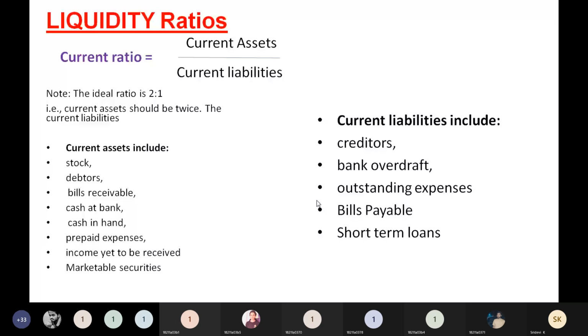In the same manner, you do the current liabilities. Let us do a problem, then only you can understand. Am I clear on how the formula can be applied here and what comes under current assets and current liabilities? Any doubts here?